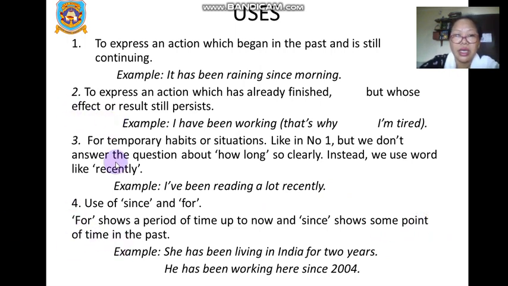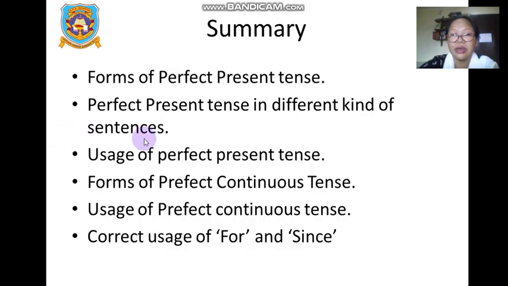All right, this is the topic, very simple: present perfect tense and present perfect continuous tense. Summary: today we have learned forms of present perfect tense. We have learned present perfect tense in different kinds of sentences. We have learned the usage of present perfect tense, and we have learned forms of present perfect continuous tense, usage of present perfect continuous tense, and correct usage of for and since.